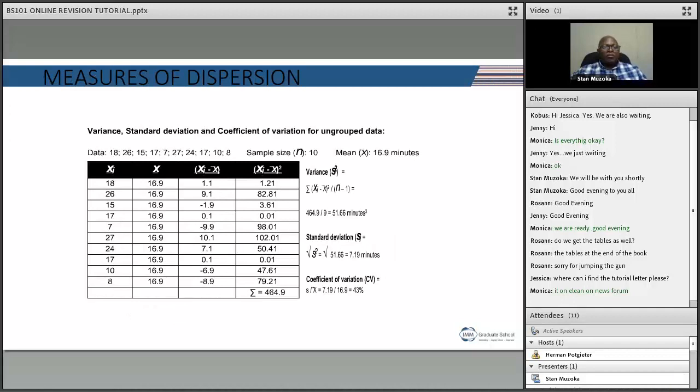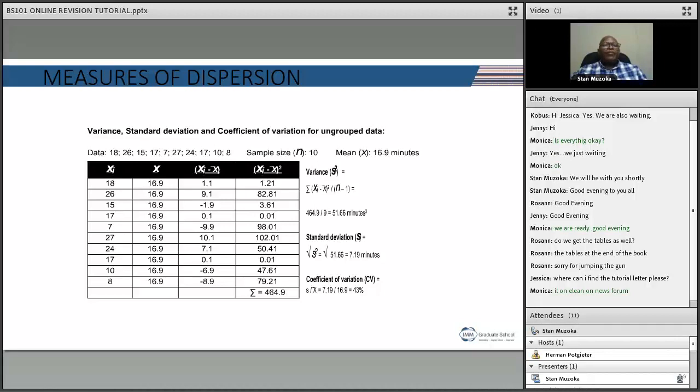Dispersion measures: variance, standard deviation, coefficient of variation. Remember, we said the range as well, but that's the difference between the largest observation and the smallest observation. And the interquartile range will be the difference between the Q3 value and the Q1 value.